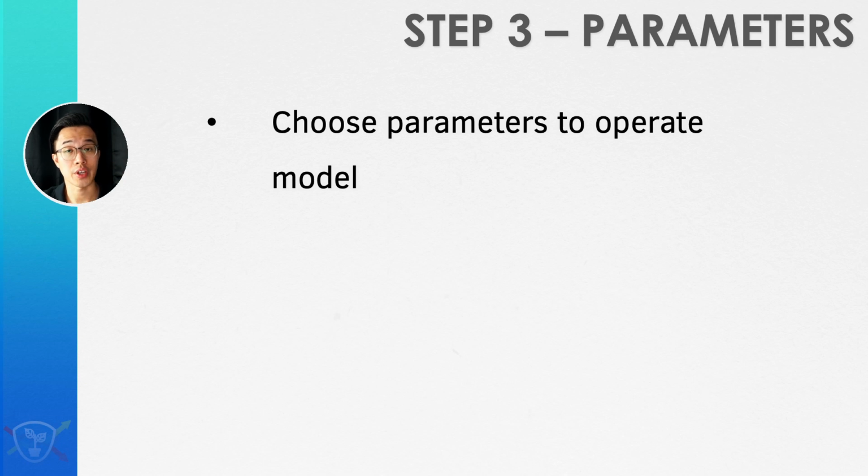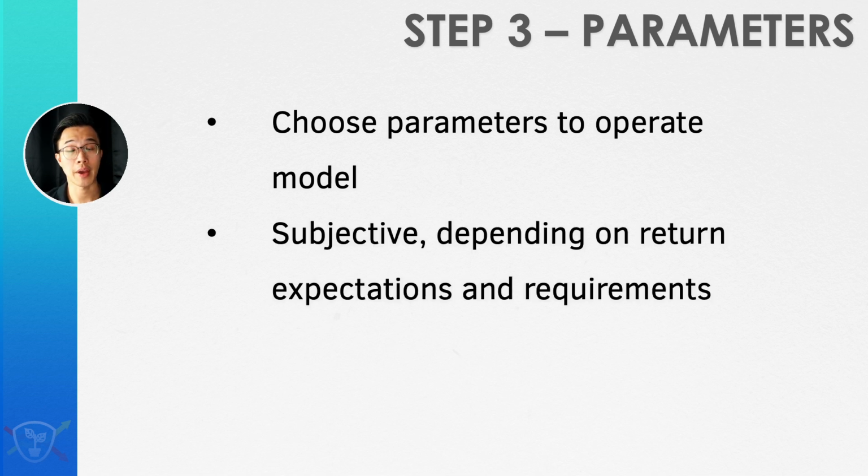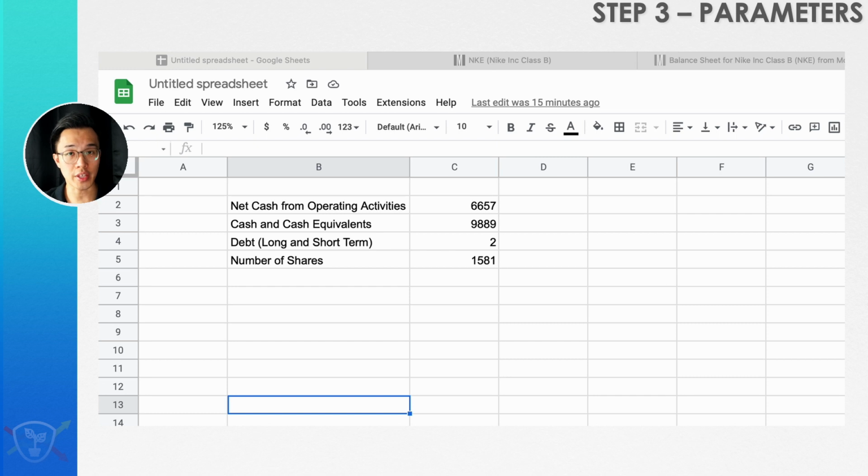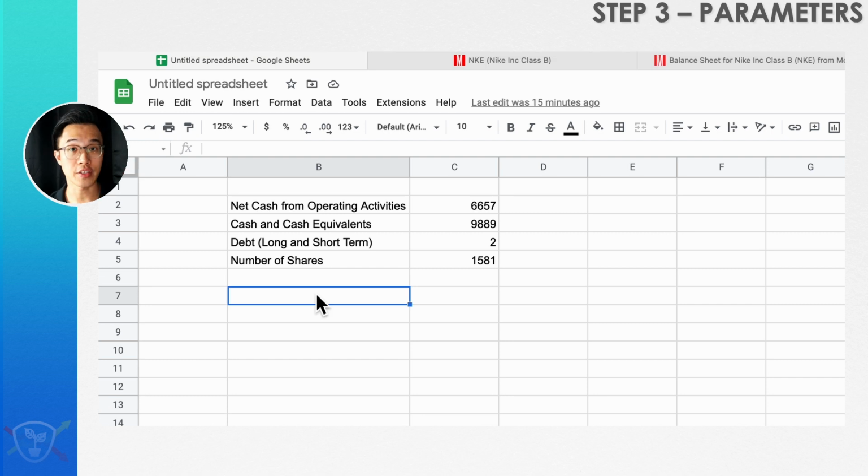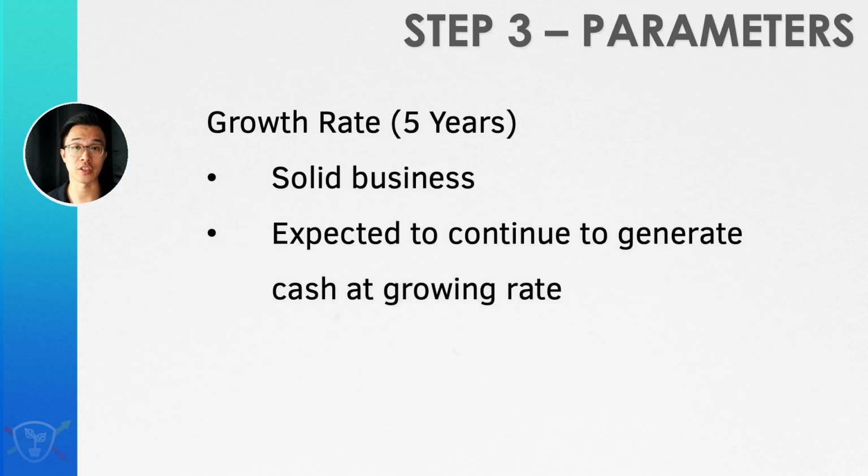In step 3, we're going to be choosing the parameters for our DCF calculation. This is where things can get a bit subjective because the parameters chosen can vary according to individual expectations and requirements. We'll be choosing 3 different rates for our calculation, which are all in percentage terms. The first rate is the 5-year growth rate, which we're going to symbolize with a capital G. This number is based on the assumption that this is a good business. Not only would it continue to generate cash in the future, it will do so at a growing rate.